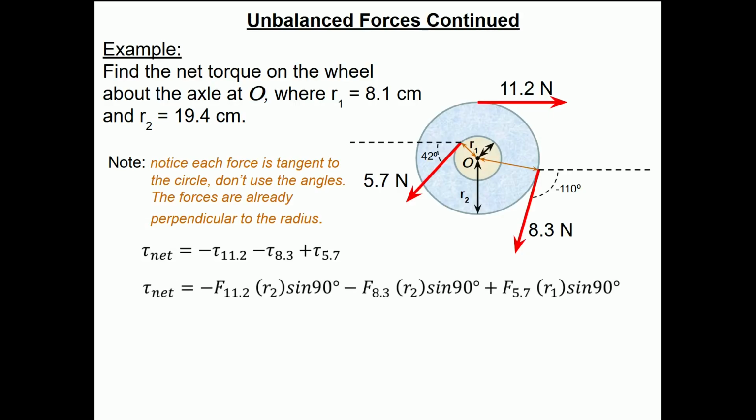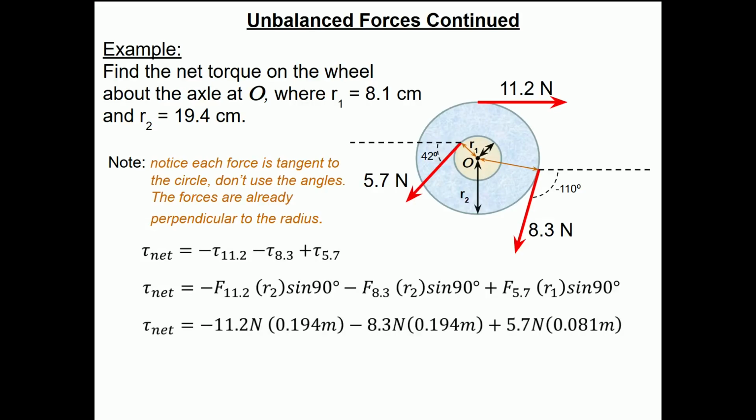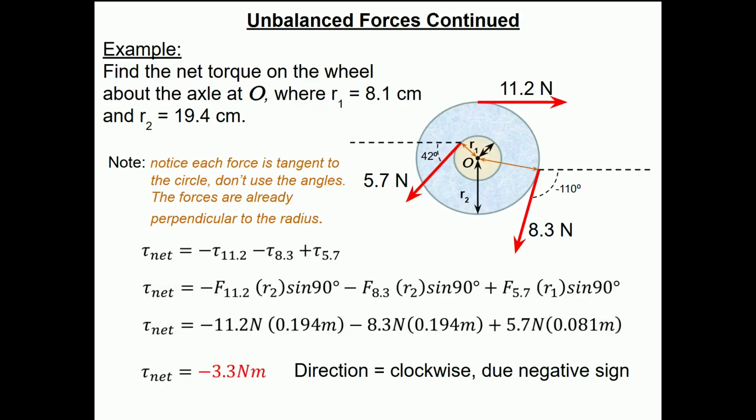Now, in this case, I put the 90s, not needed, but it's all 90 degrees. We don't worry about these angles unless there's some other force coming parallel to the axle somehow. But other than that, plug in your values, use your calculator, and this is going to have a negative 3.3 newton meter. So the direction will be clockwise. It's a negative sign. It's going towards the screen.